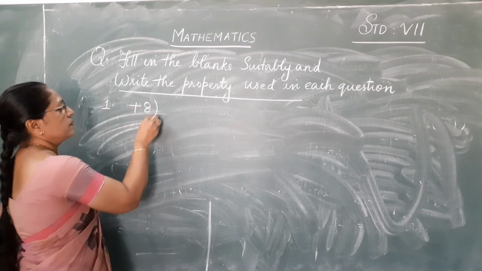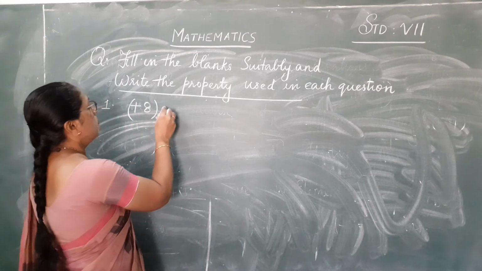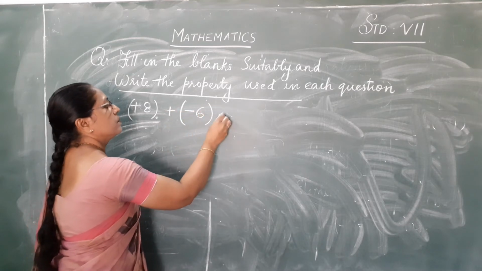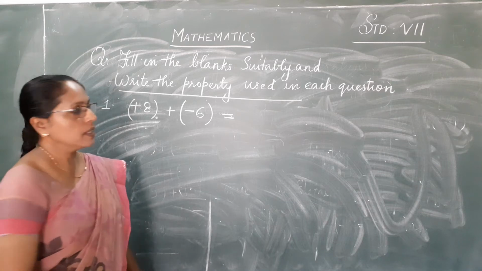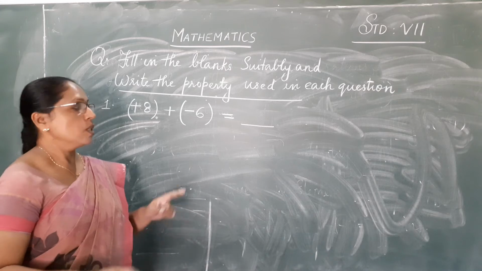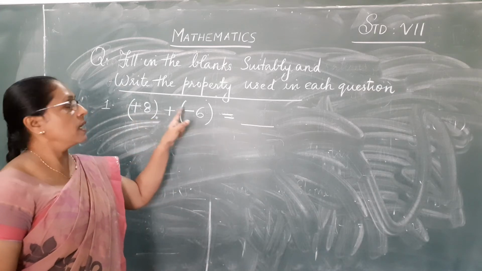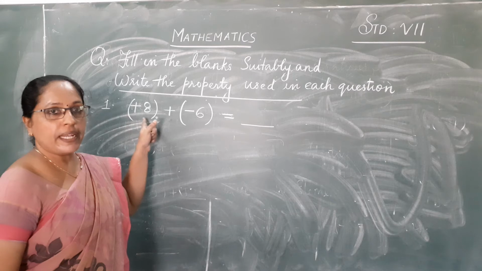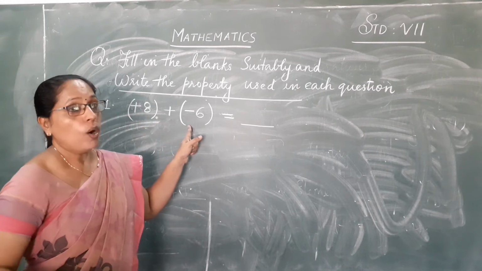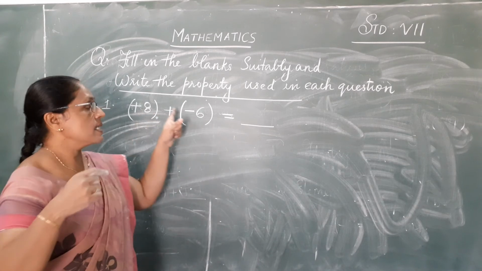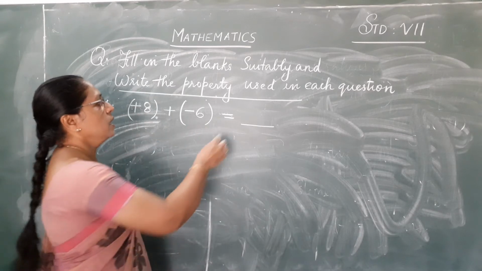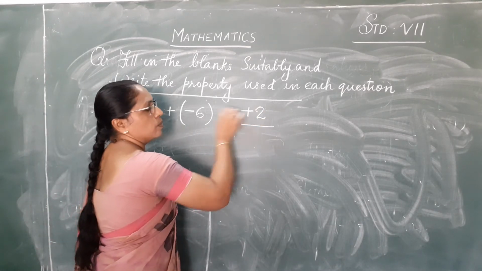Positive 8 plus negative 6. Okay. Write the answer and then the property. So here what is given? 2 integers are given for addition. So you know the addition. Add, what do you get? When 2 integers have different signs, always remember the rule: subtract and put the sign of the bigger number. So the answer is positive 2.